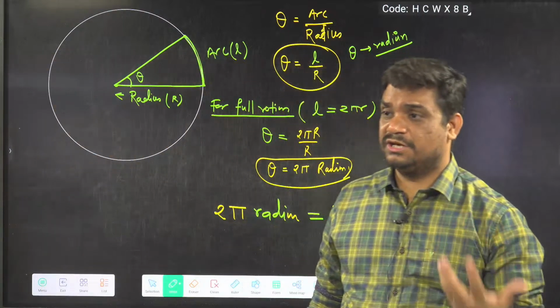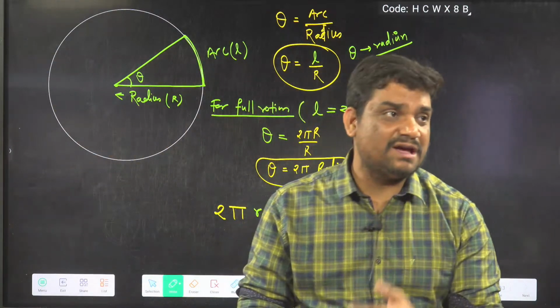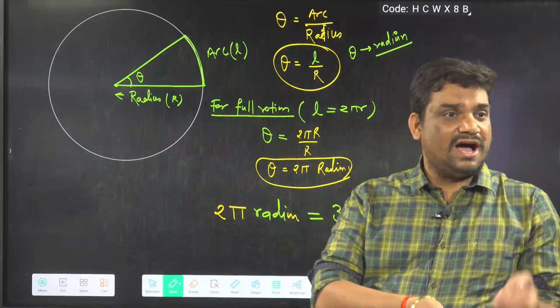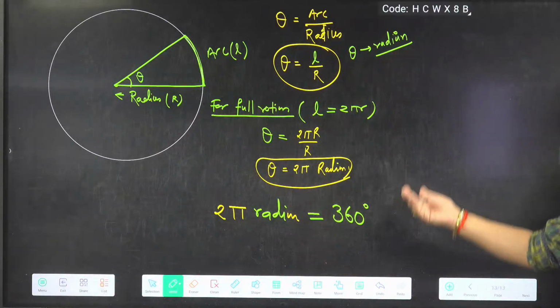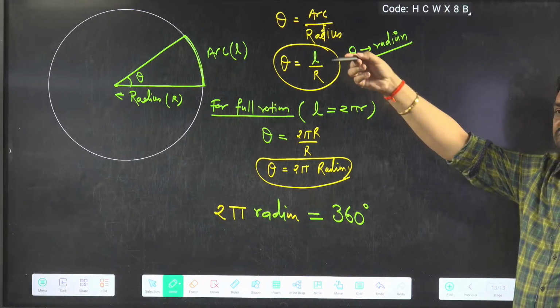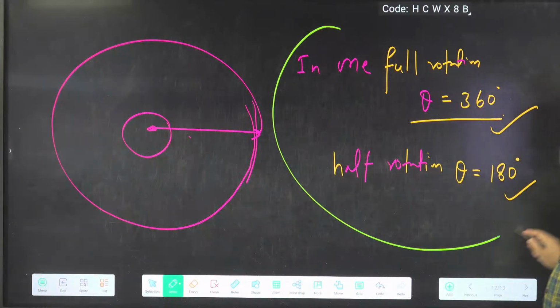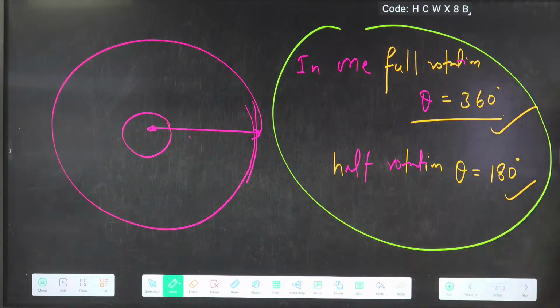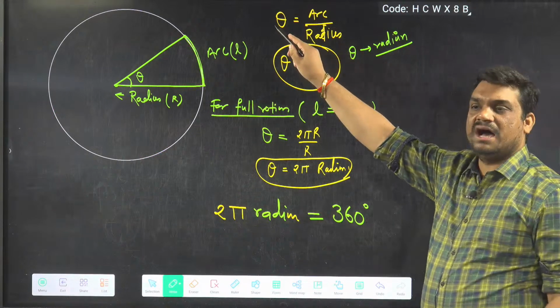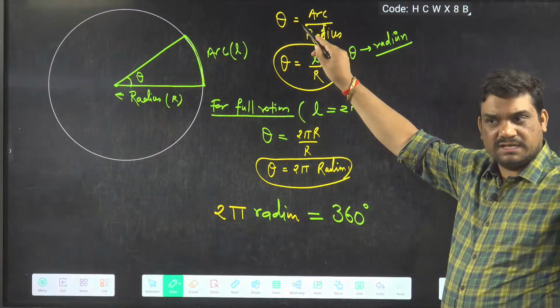What is the relation between degree and radian that I am going to derive? I am not writing that relation directly; I am deriving how it comes. What I told you in the last is that in one full rotation, theta will be 360 degree. Now I am saying that the formula of theta is arc by radius. Theta is arc by radius.